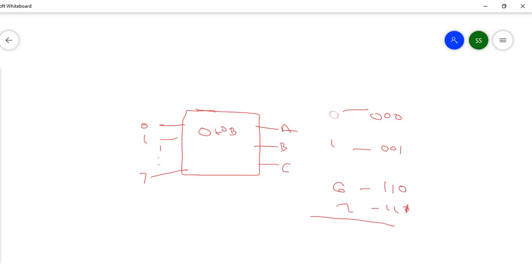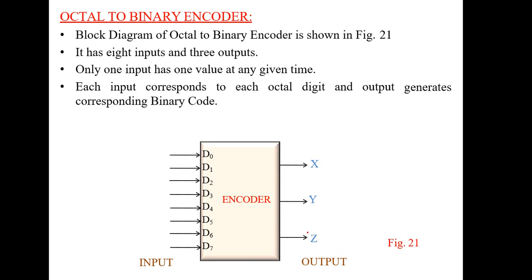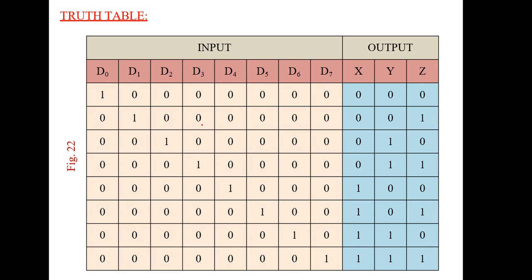So I will go directly to the truth table portion. See, for the octal to binary encoder, we have D0 to D7 as input, and either XYZ or ABC is the output portion. This is your truth table. When D0 is 1, all are 0, because D0 means 0. When D1 is 1, Z is 1. When D2 is high, Y is high, 0, 1, 0. When D3 is high, it is nothing but 3, 0, 1, 1. D4 is 1, 0, 0. D5 is 1, 0, 1. Similarly, 7 means 1, 1, 1.